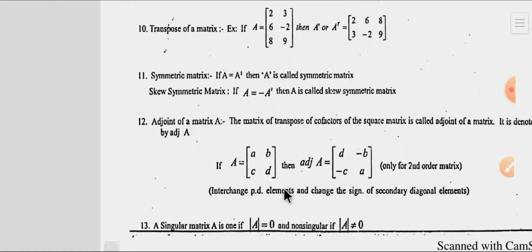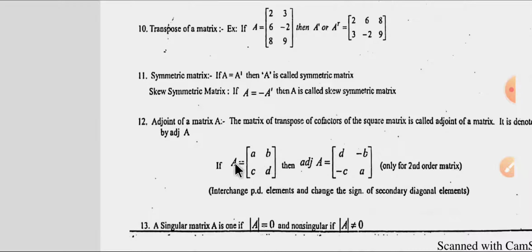Now, adjoint of a matrix. So what is the adjoint of a matrix? The adjoint of a matrix is nothing but the transpose of the cofactor matrix of a square matrix. Suppose A is the matrix A, B, C, D, then we find the cofactors of this A, B, C, D, and its transpose gives the adjoint of the matrix.